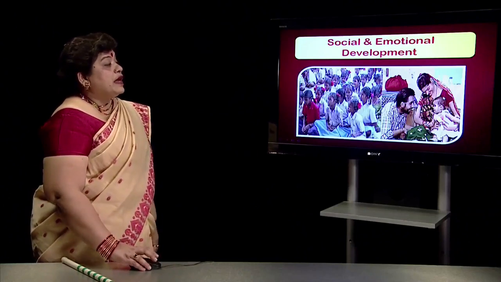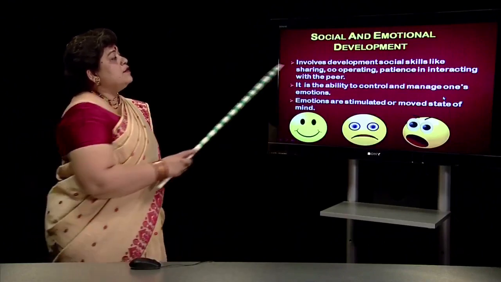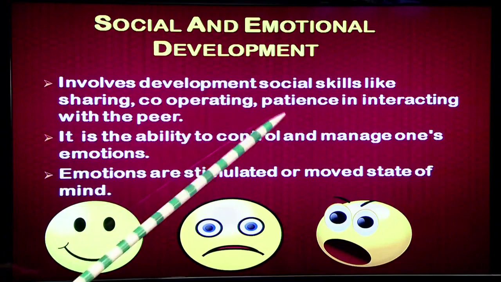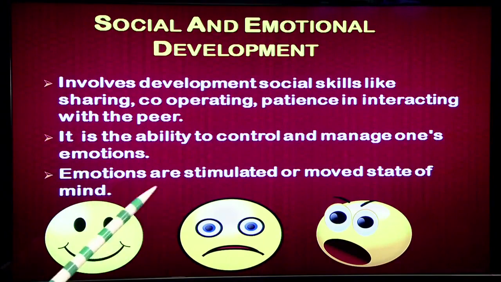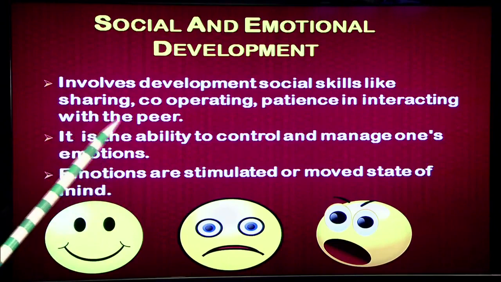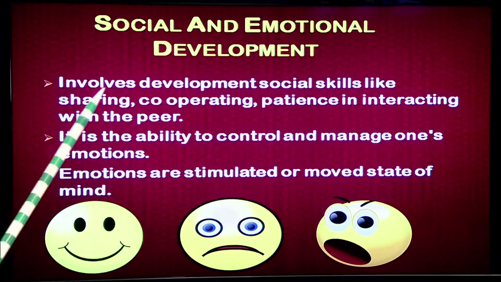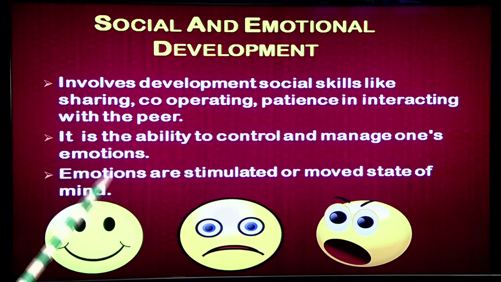So we need to have proper social and emotional development. This involves development of social skills like sharing, cooperating, patience and interacting with the peer. As we are existing in a society with people, we need to understand that we have to follow these skills. We must have the skills of sharing, cooperating and having patience in interacting with the peer.